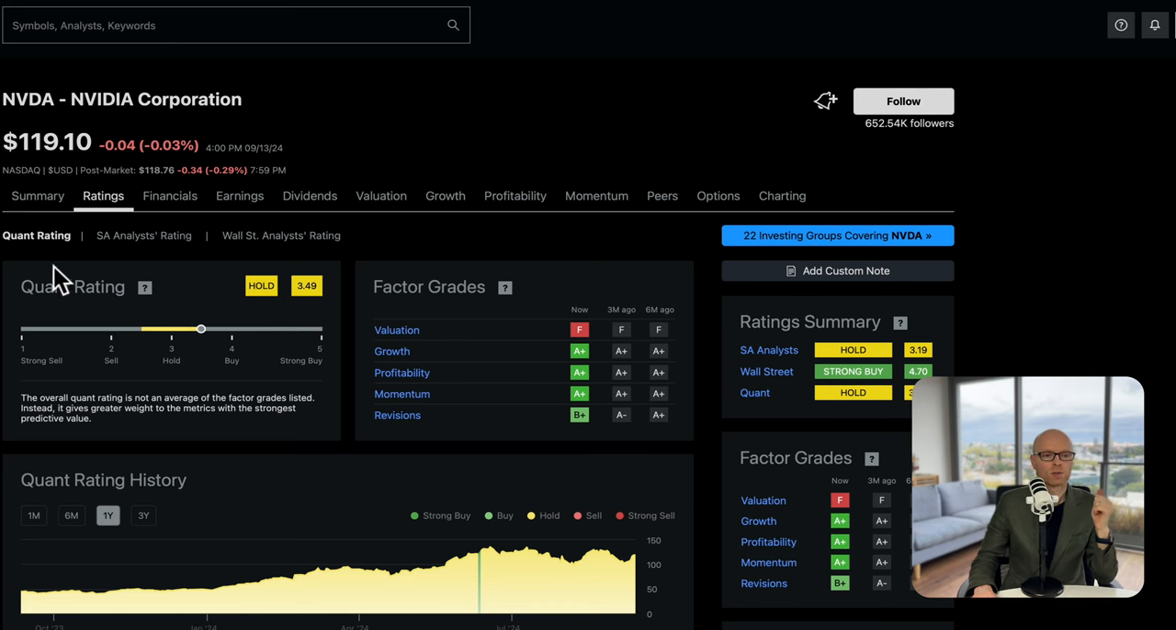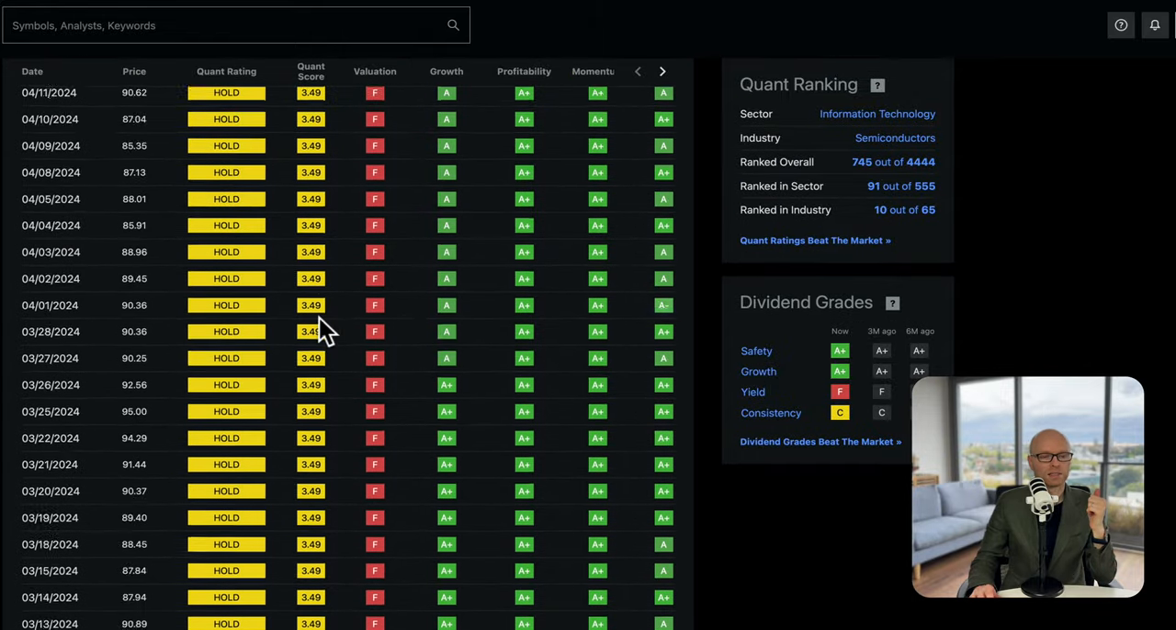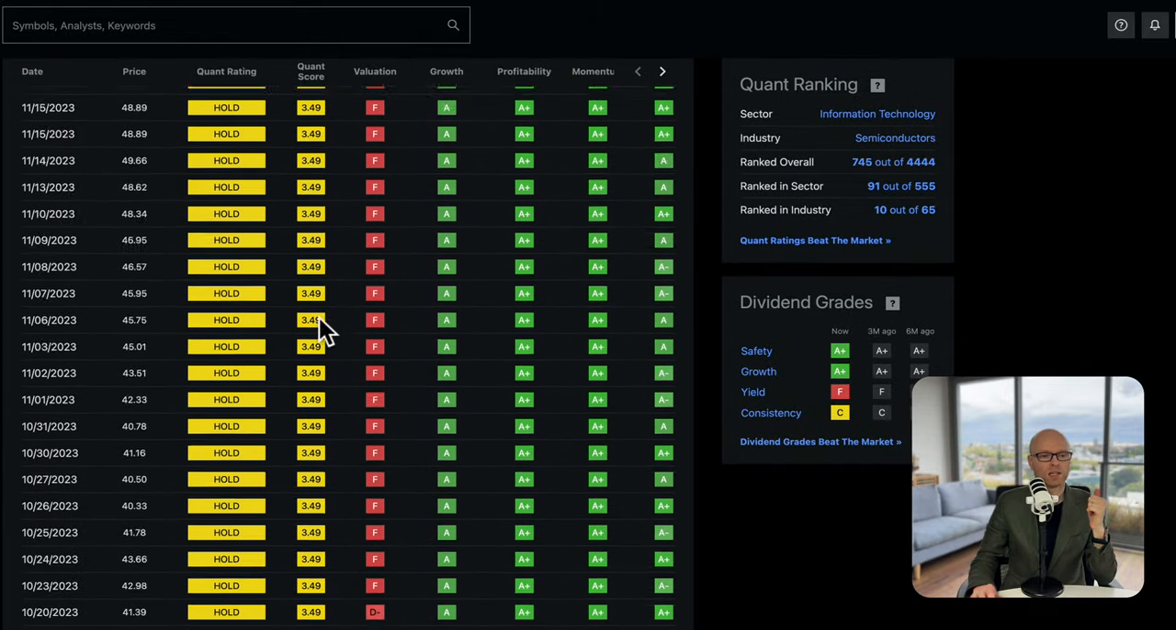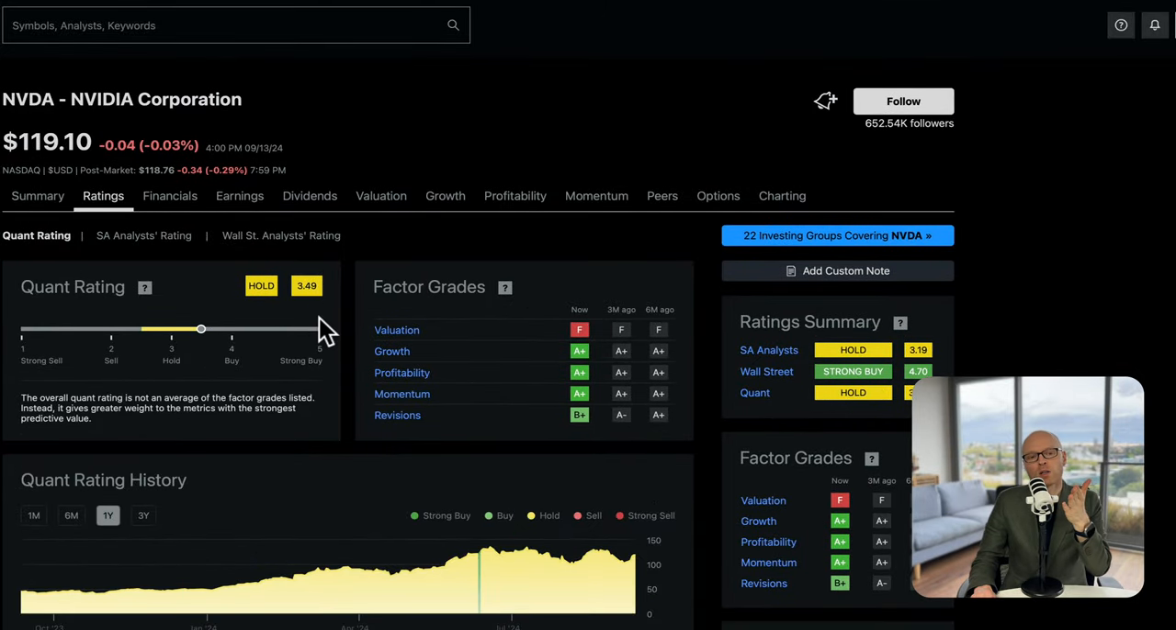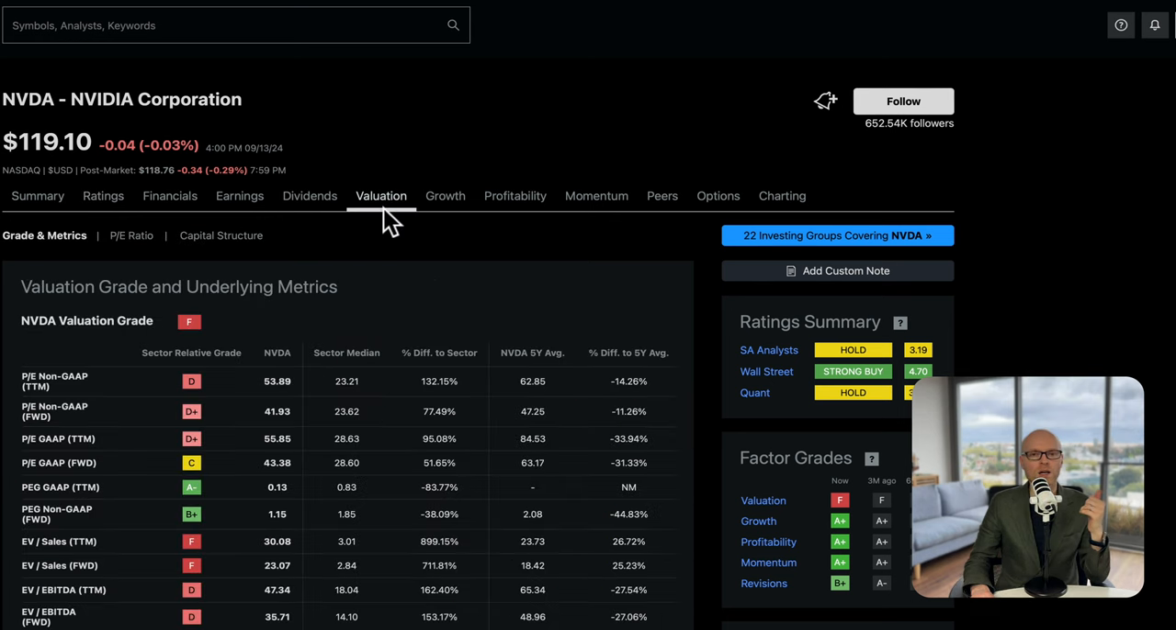I also want to quickly show you Quant Rating from Seeking Alpha. And at the moment it says hold. But if you scroll down, you will see that pretty much over the last 12 months, it was on hold all the time. So I don't know about you, but I wouldn't pay too much attention to it at the moment. What is more interesting is the valuation.